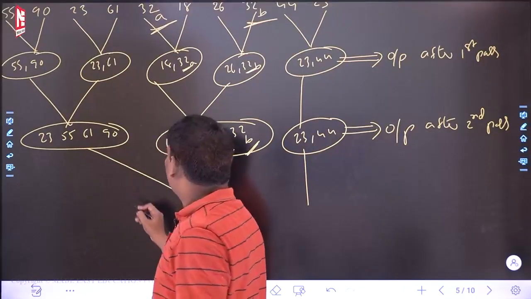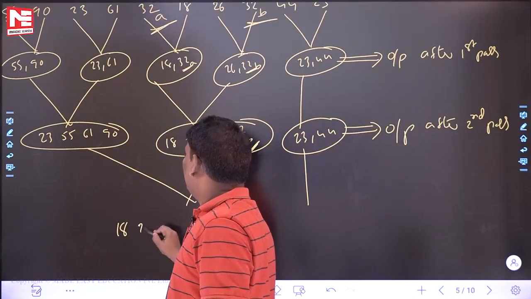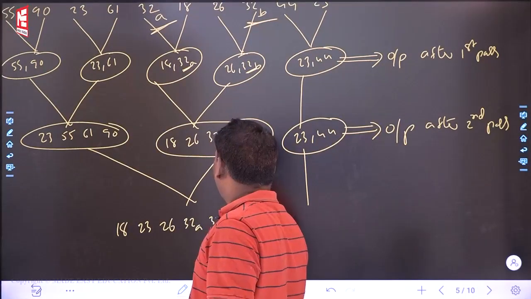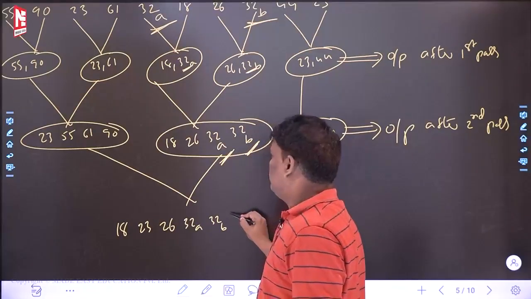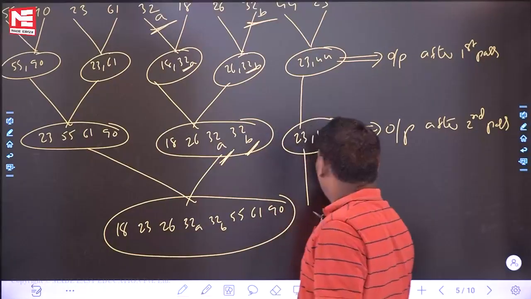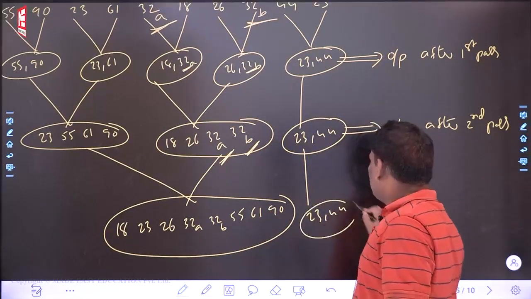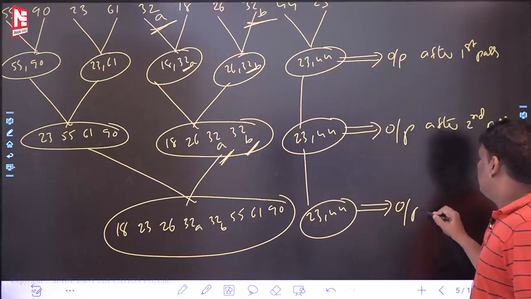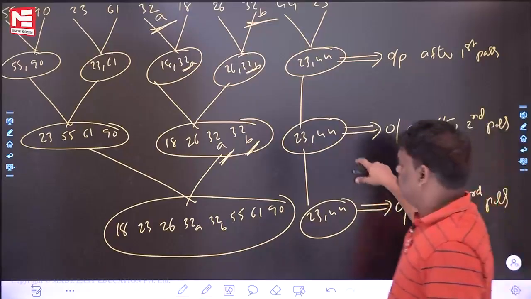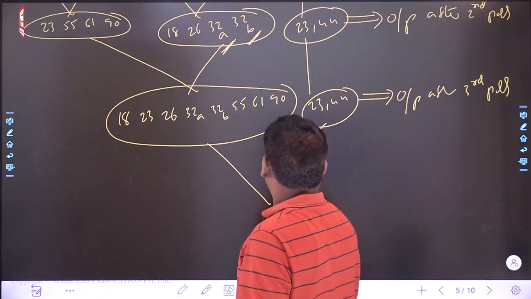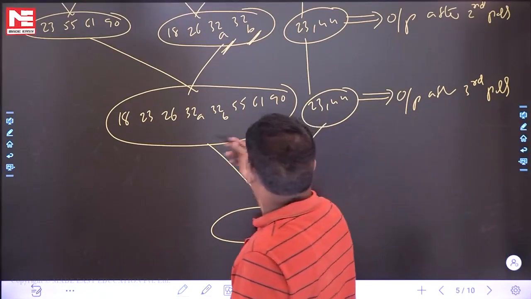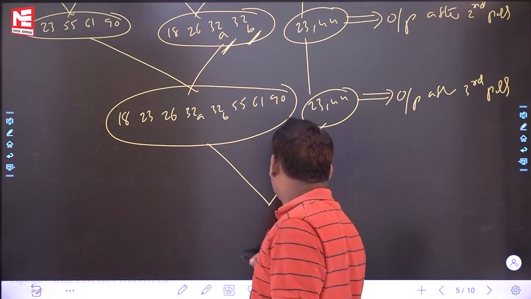So what is the answer? Merge these two also: 18, 23, 26, 32A, 32B. Next, 55, 61, 90, 23, 44. This is the output after the third pass. Merge these two also, and you will get the final answer. So check yourself. Let me write. If you want, I will do that also.